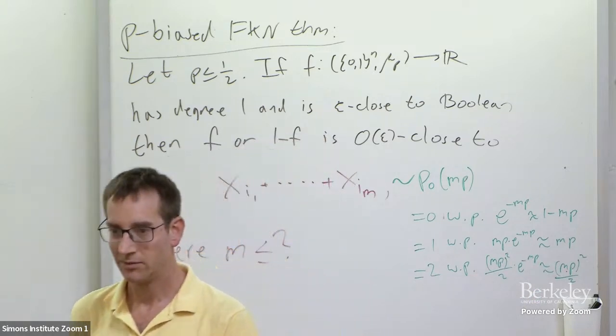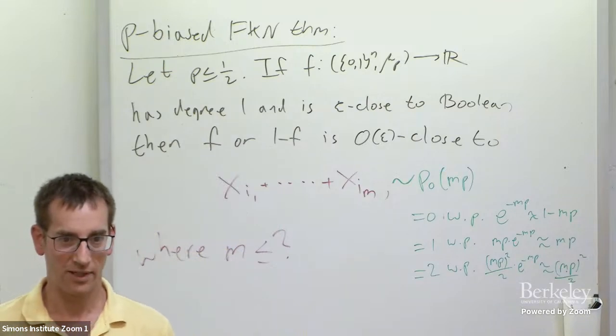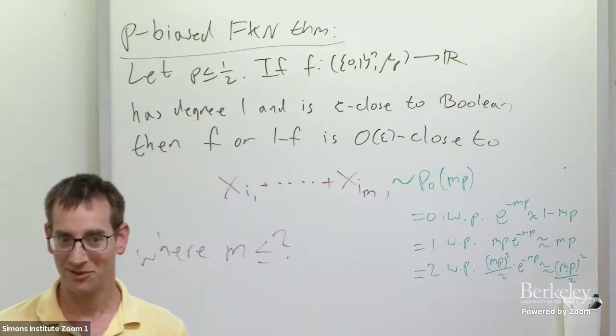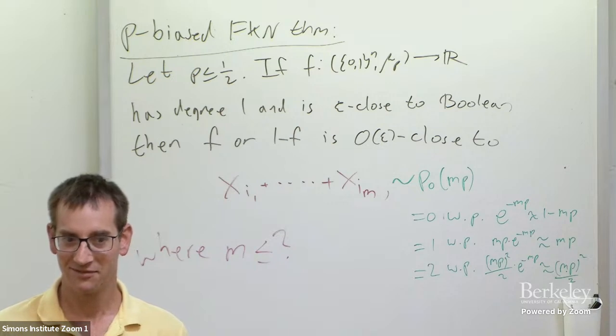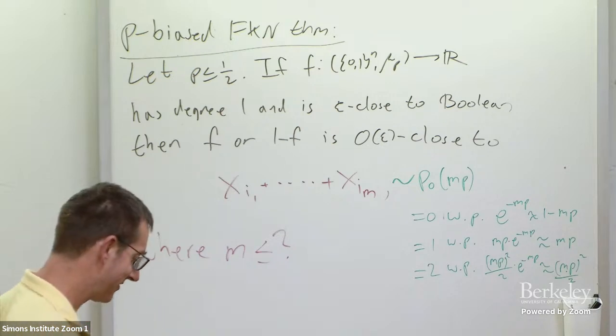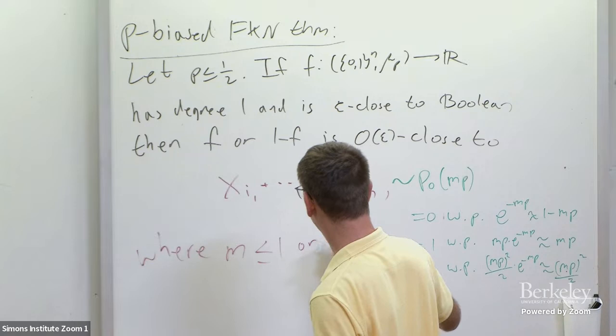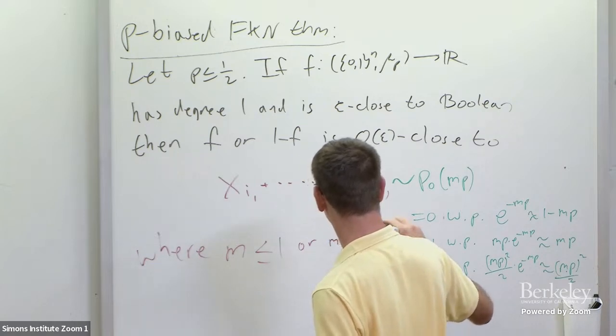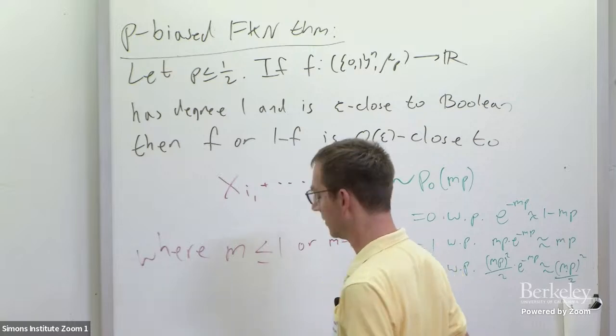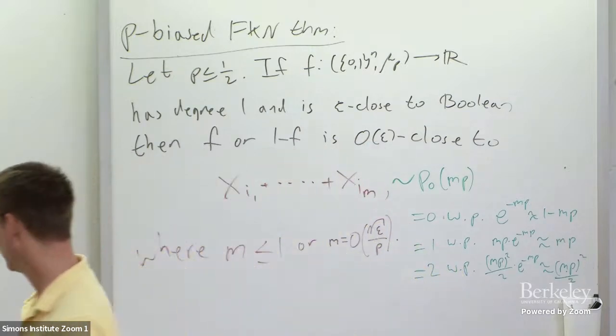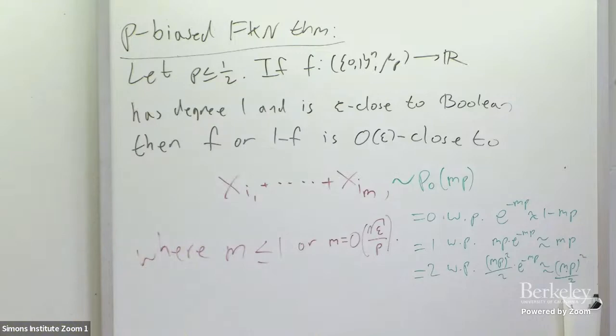So this means that we need mp to be at most what, if you want to be epsilon close to Boolean? Square root of epsilon. Yes, square root of epsilon. So m is at most square root of epsilon over p. We just did the calculation. We didn't really do it all the way to the end, because this will work for L0 and we need L2. Let's not worry about these things. They work out.